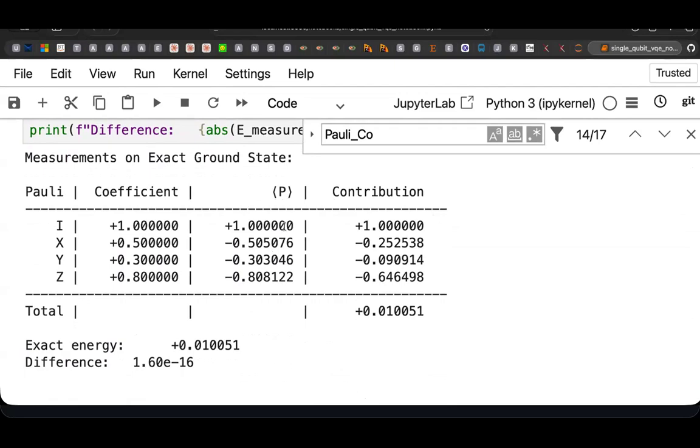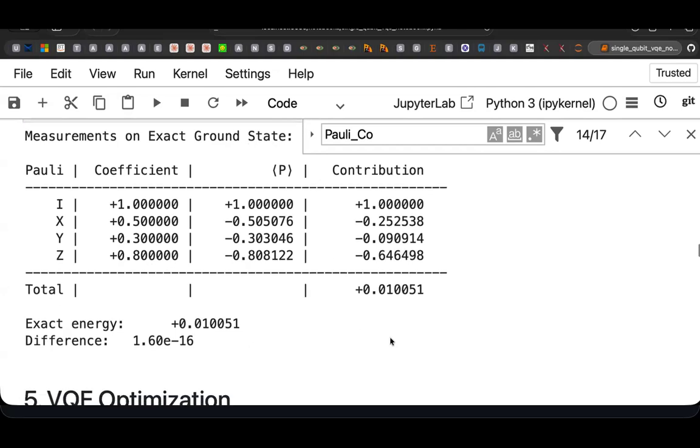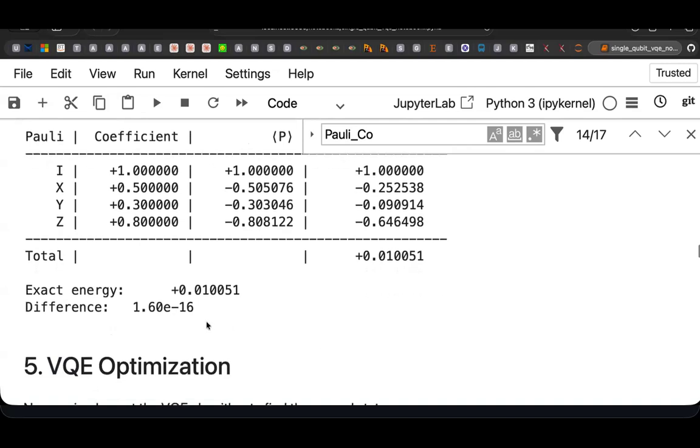So this is the measurement we make. These are the coefficients which we have set from the beginning as parameters of the matrix elements. And this gives us a contribution here. And this is the total contribution we get when we now have performed the measurement. And we see now that this is the exact energy here. And the difference is 10 to the minus 16.